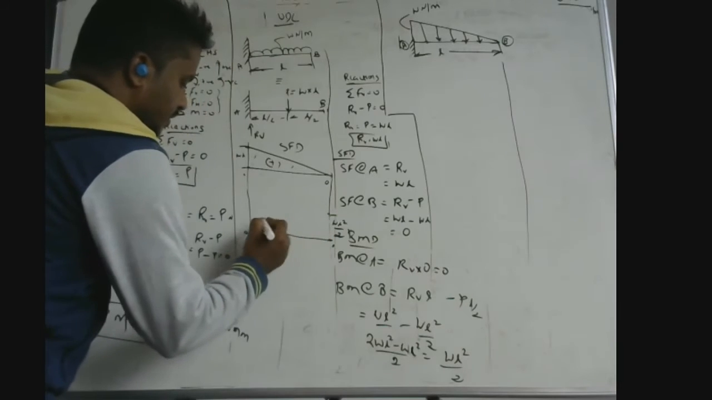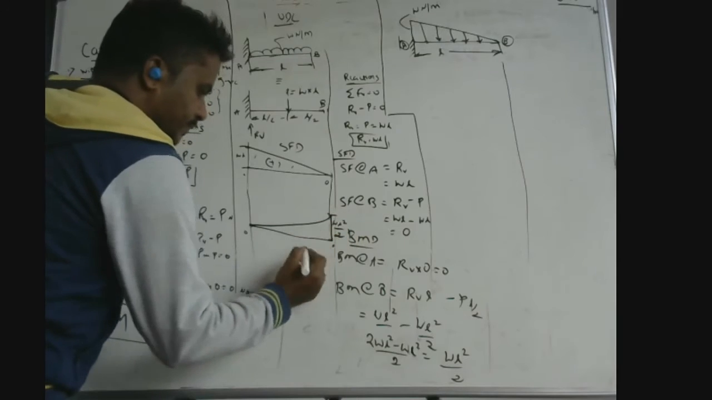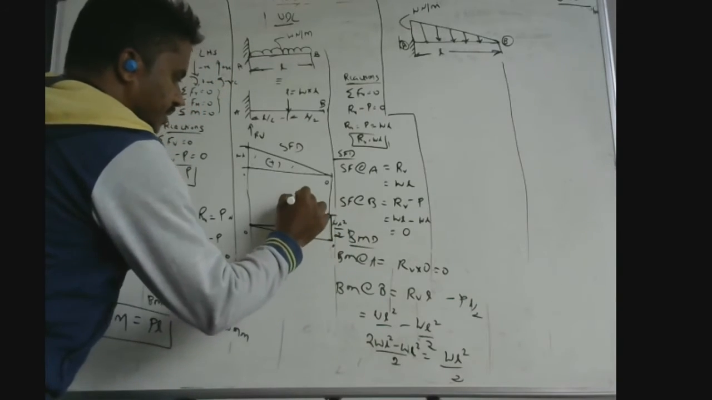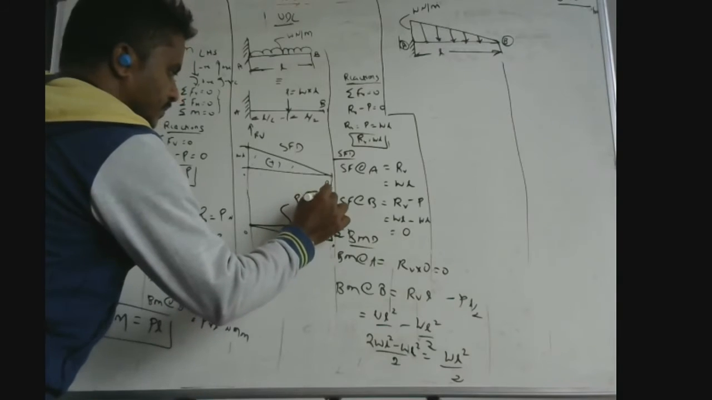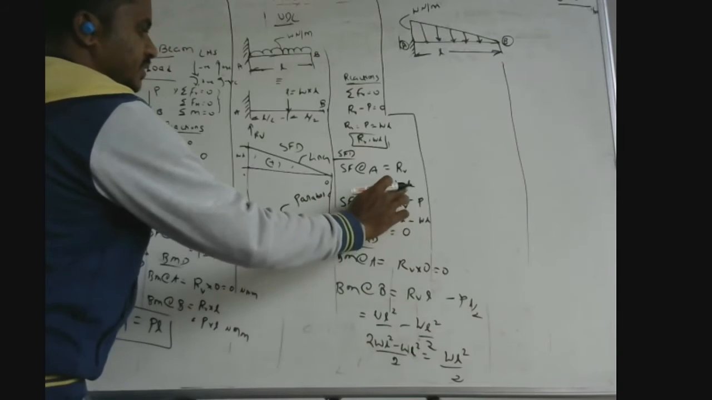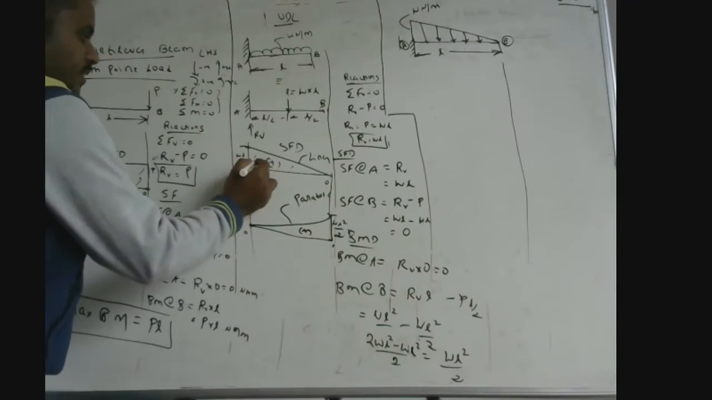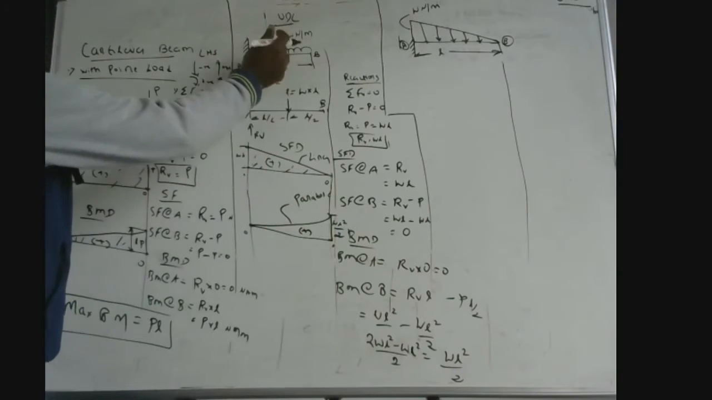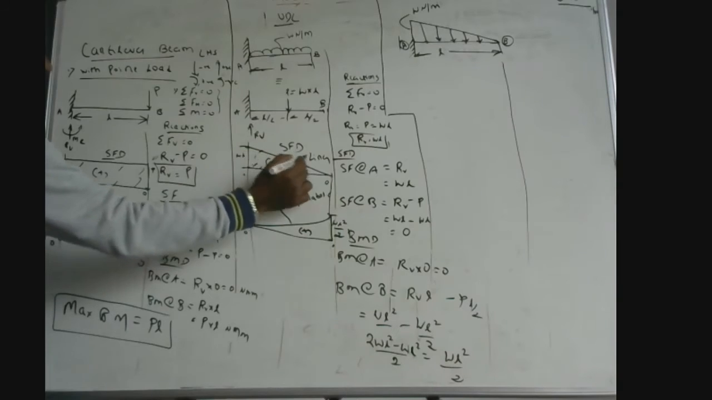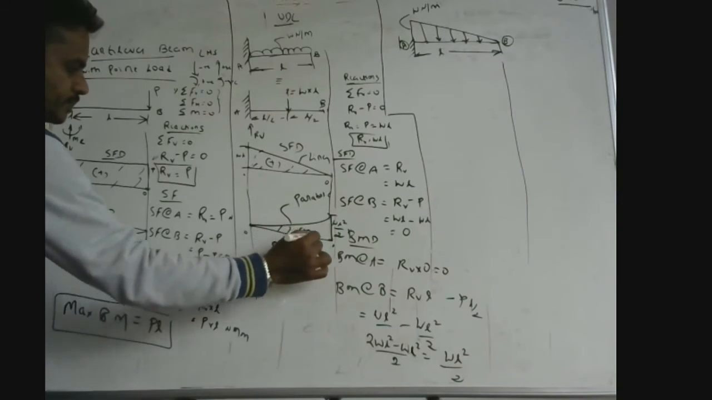So therefore, here it is 0. Here we got a parabolic graph, and the sign is plus, therefore above the baseline. So this is a parabola. This is linear. Here you can see W into L will be there, and L is a linear element. Therefore, whenever the cantilever carries a UDL, the shear force diagram will be triangular, and the bending moment diagram will be parabolic. So this is the variation.